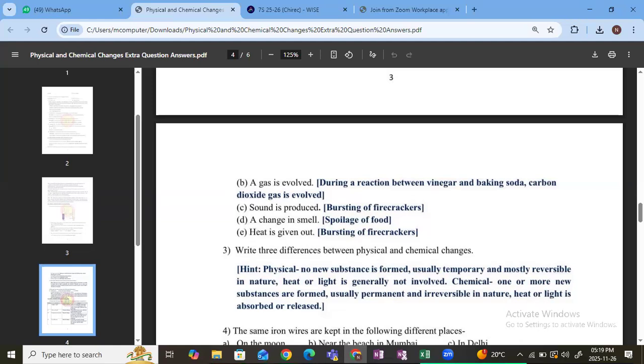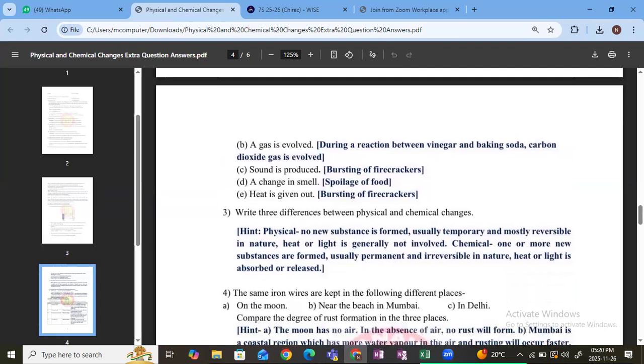Done. Okay. The same iron wires are kept in the following different places. Compare the degree of rust formation in these three places. Now, how will you compare? Ma'am, you will compare depending on if the components needed for rusting are present or not. On the moon, we do not have air and moisture. Near the beach, there is high humidity. The moisture is high, so the iron nail will rust faster. Faster in case B, then C, and then E.